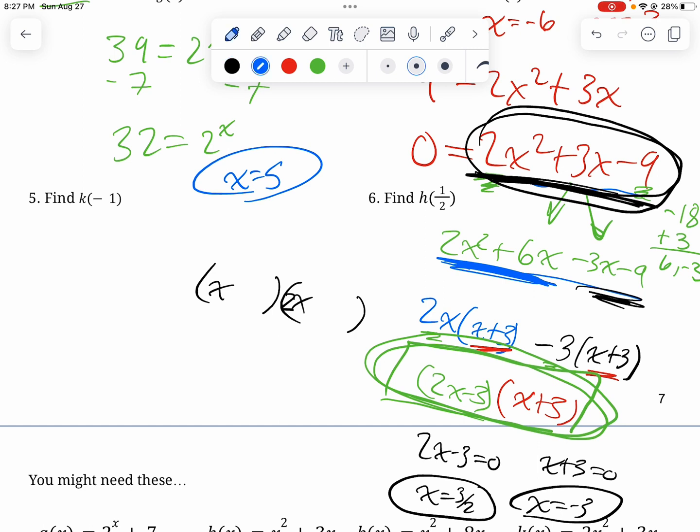Second, I'm trying to figure out what number to put in the blue spot and the red spot. I know the blue and the red, if I think about distributing, foiling it out, have to multiply to negative 9. That's the only way I'm going to get that negative 9. Then I'm going to guess. So what could multiply to negative 9? Well, it could be like negative 9 and 1.